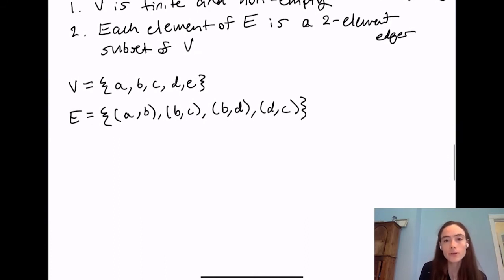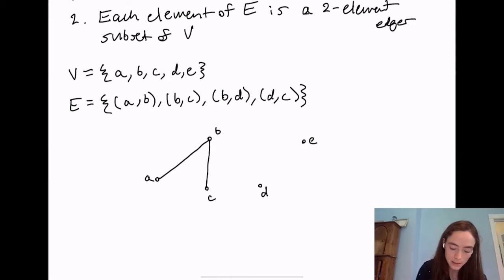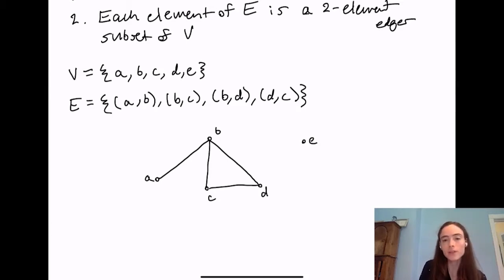But it's usually more intuitive to think about graphs when we draw them. So when we draw graphs, we usually draw vertices as circles, and edges as lines between those circles. So here there's an edge between A and B, between B and C, between B and D, and between C and D. So this is a representation of our graph.